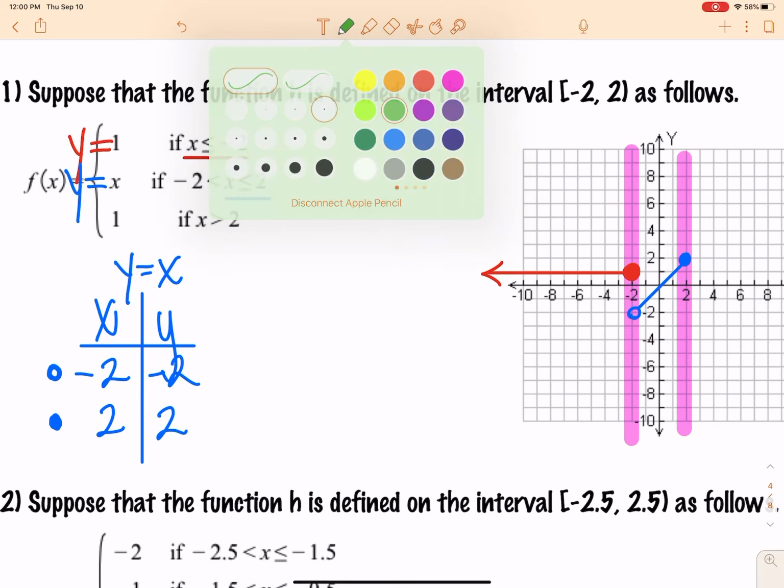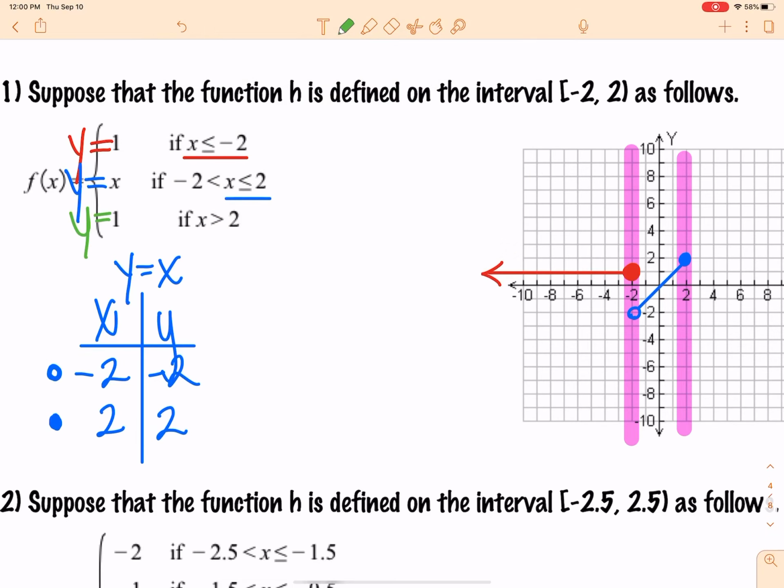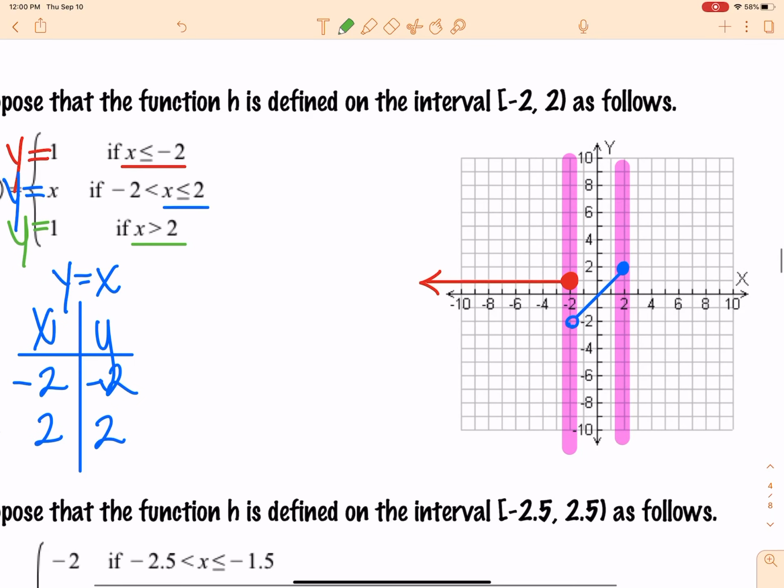And then the last one is the same thing as the first one. It's still y equals 1, so it's still a horizontal line at 1. However, we're just in this neighborhood now. So we're in the x is greater than 2 neighborhood. The x is greater than 2 neighborhood is this one. But it's the same exact line we first drew. So it's still this line. It's just in the other neighborhood. And then what circle are we going to have? We're going to have an open circle at 2. And there's your graph.